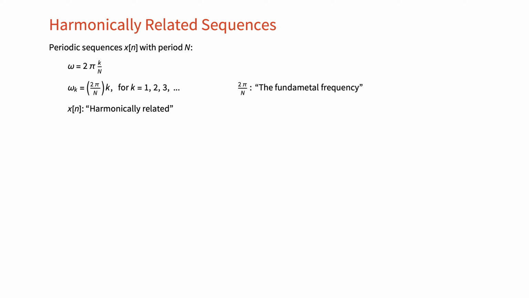We call two sequences harmonically related if their frequencies are integer multiples of the same fundamental frequency. For example, let's look at all cosine sequences with period n equal to 8 with frequencies given as indicated here, k changing from 0 to 11.